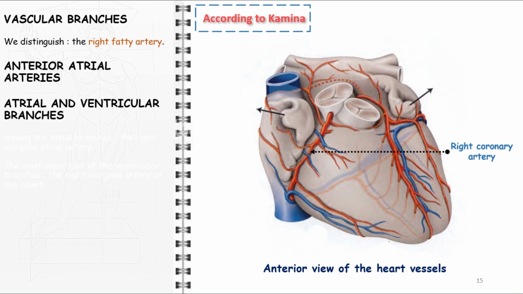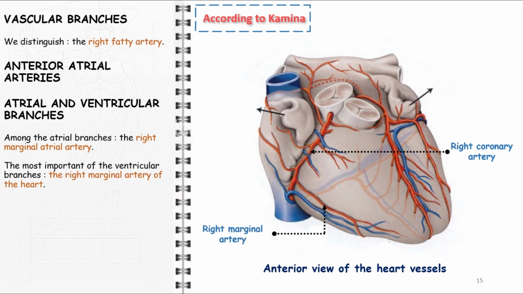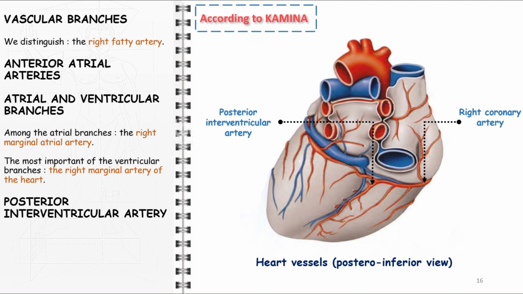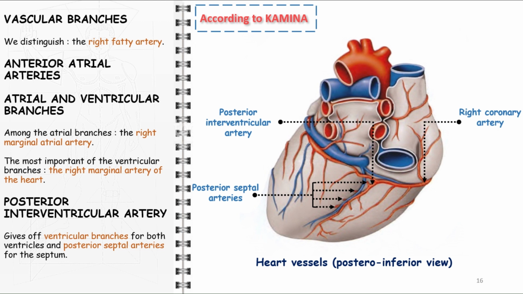The atrial and ventricular branches arise within the atrioventricular sulcus. Among the atrial branches, the right marginal atrial artery can be distinguished. The most important of the ventricular branches is known, due to its course, as the right marginal artery of the heart. And in the posterior interventricular sulcus, the right coronary artery becomes the posterior interventricular artery. It gives off ventricular branches to both ventricles and posterior septal arteries to the septum. The first septal branch supplies the Tawara node.